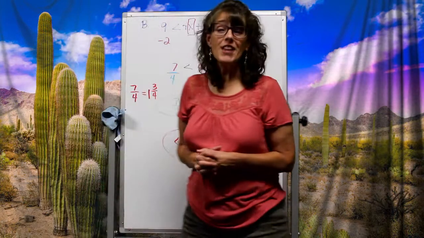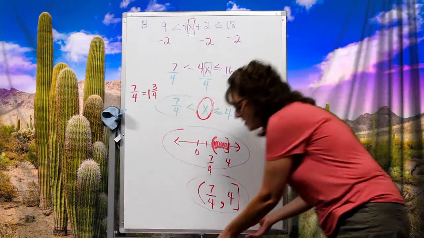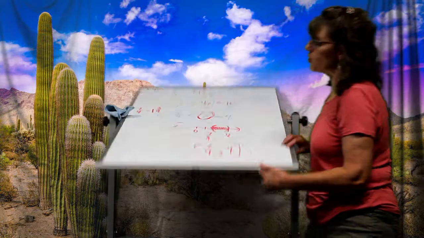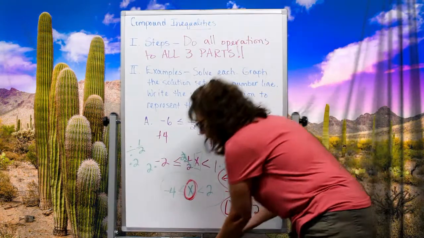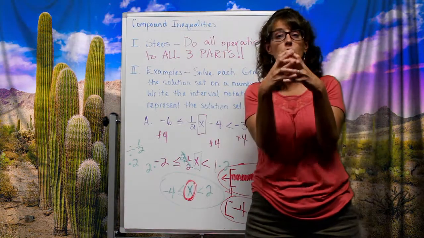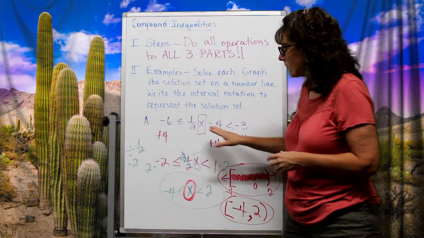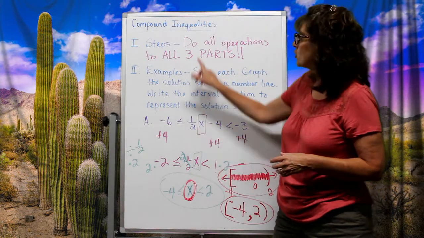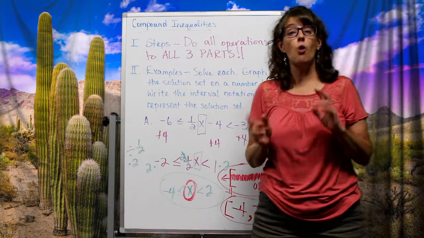So, hopefully that helps you with the compound inequalities. Like I said, it sounds difficult, sounds kind of scary because of the word compound, but a compound inequality is really just two inequalities smushed together. So you're going to do whatever it takes to get that variable by itself, and you're just going to do those operations to all three parts.